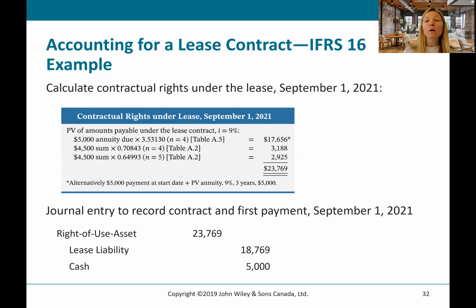Now, why is that different than the $23,769? Well, we know that on day 1, we have to pay our first rent payment. So we know we have a credit to cash for $5,000. So the lease liability is simply the difference. And I do want to say that in this situation where we had to deal with the future value of those two payments, it's not necessarily as common of an example as you're going to see through the tutorial section, but at the same time, it is a good example to understand.